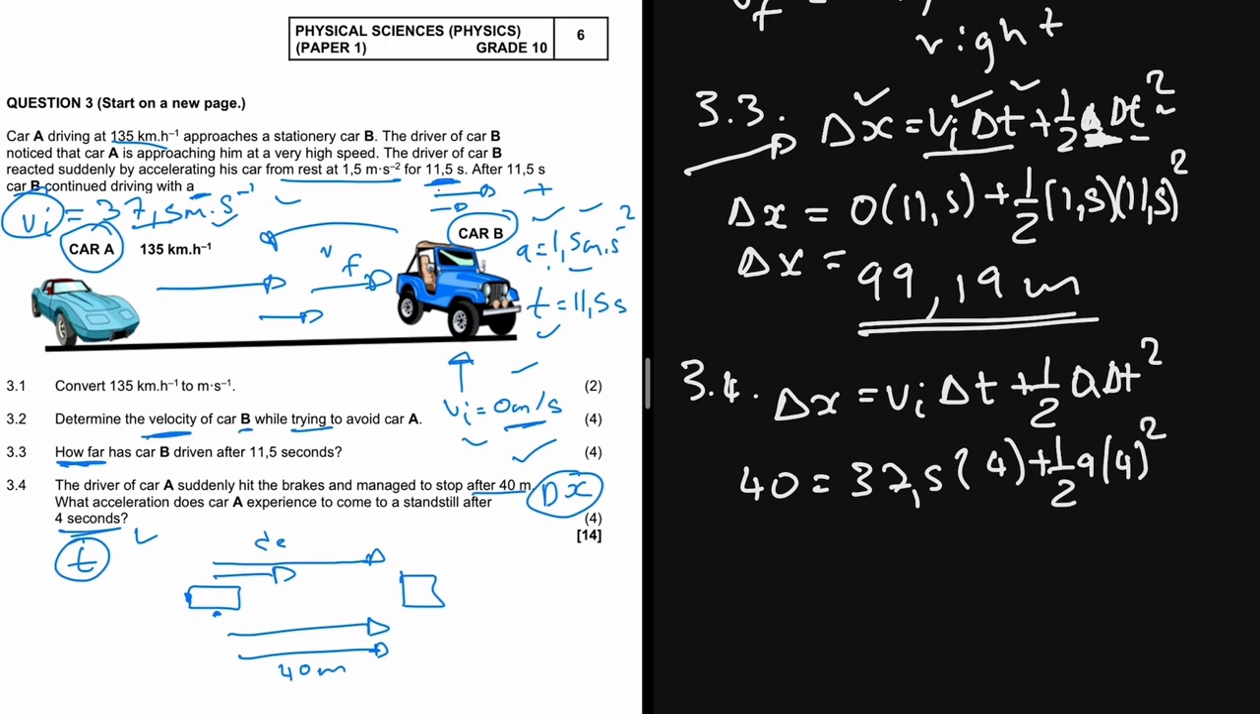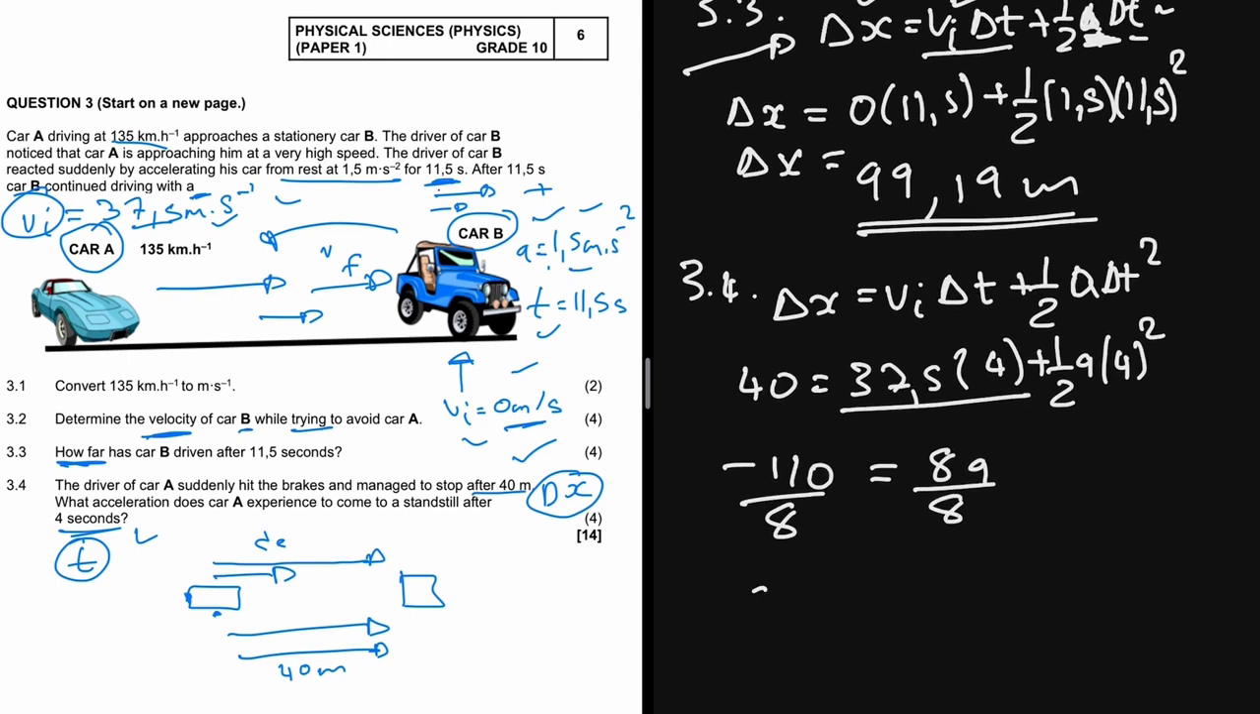So now we can do our math so that we can solve this. This is just going to be 40 minus this whole part there. So we're going to say we have 40 minus 37.5 into 4. So that's going to give us negative 110. And then on this side, we're going to say 1 over 2 into 4 squared. So 1 over 2 into 4 squared, that's going to give us 8a. Then we can divide both sides by 8.